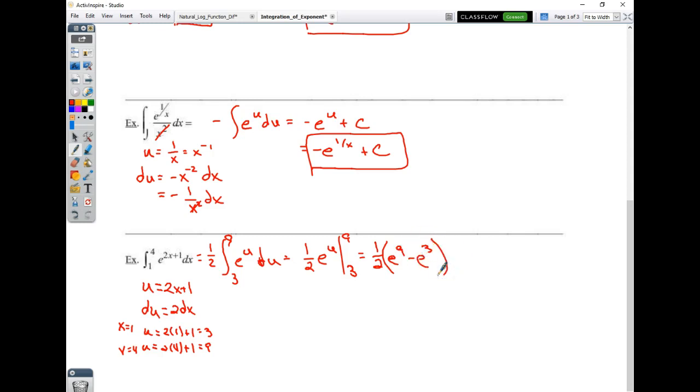There could be some factoring we could do here. I'm going to leave the answer as it sits. I could factor out e to the 3rd if I felt the desire to do so. Don't have to, though.